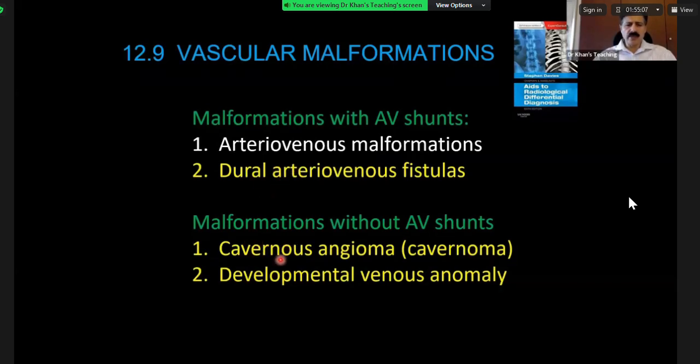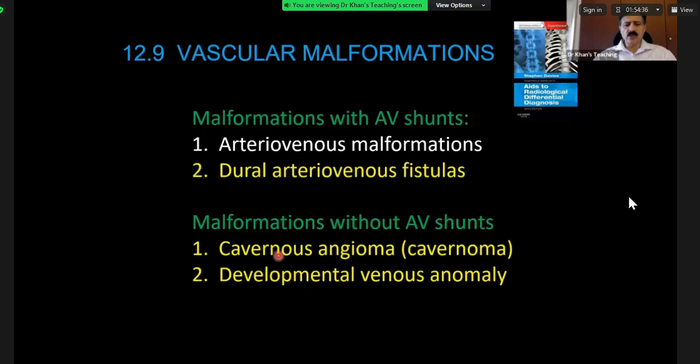Now, cavernous angioma, also known as cavernous malformation or cavernoma, is extremely important, very, very popular in the exam. We will come back to this case. And then there is the developmental venous anomaly, also known as DVA.